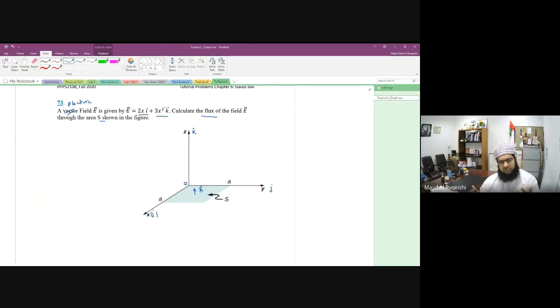So now, how can we deal with this one? Don't forget to write that the electric field is not uniform. Okay, let me change the color here. So the electric field is not uniform, meaning changing, different.